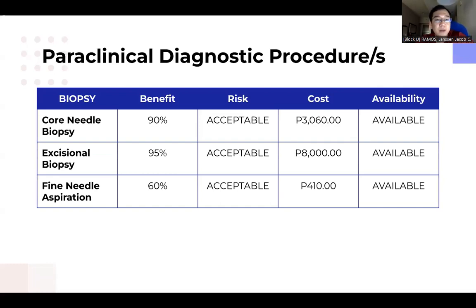So the next paraclinical diagnostic procedure is the biopsy. In patients who present with a suspicious breast mass or a BI-RADS score of 4 and 5, they typically undergo biopsy regardless of additional imaging findings. And the goal of the initial biopsy is to obtain sufficient diagnostic material using the least invasive approach and to avoid surgical excision of benign lesions.